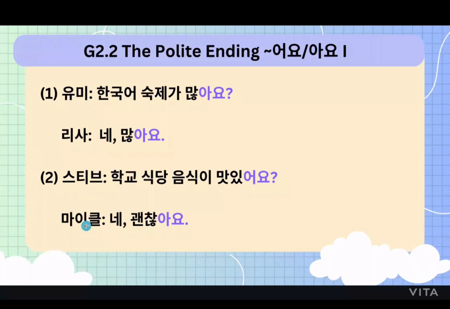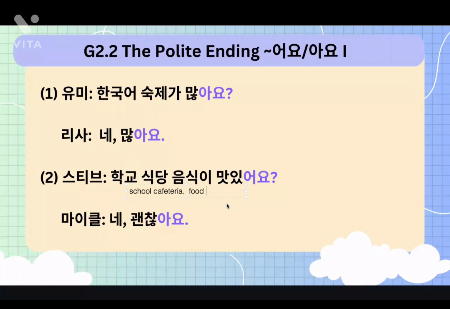Then look at the second example. Steve and Michael are talking together. 학교 식당 음식이 맛있어요? And Michael said, 네, 괜찮아요. So Steve asked, 학교 식당. 학교 식당 was what? School cafeteria가 되겠죠. 자, and then 음식이 뭘까요? What is 음식? 음식 means food가 됩니다. So 학교 식당 음식 means school cafeteria food.